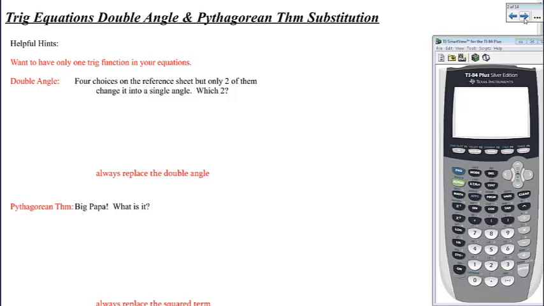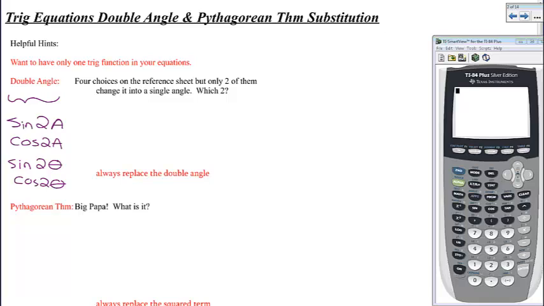Today, we will talk about the double angle and Pythagorean theorem substitutions when it comes to utilizing trig functions in equations. Double angles refer to a trig function that has the value of its angle doubled. For example, sine 2a or cosine 2a, which you will see on the reference sheet. However, more likely than not, you will see it as sine 2 theta or cosine of 2 theta.